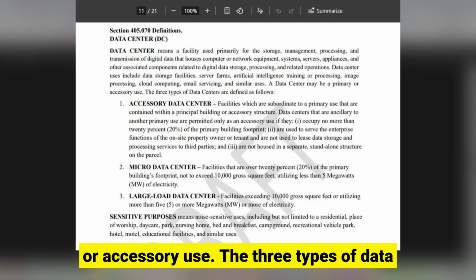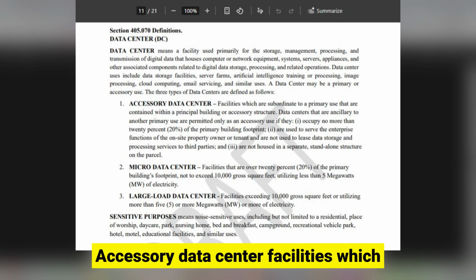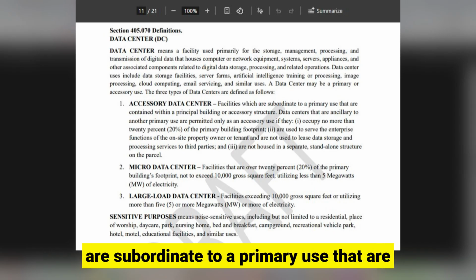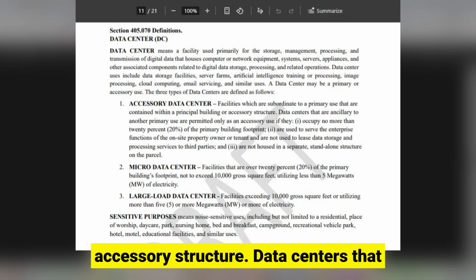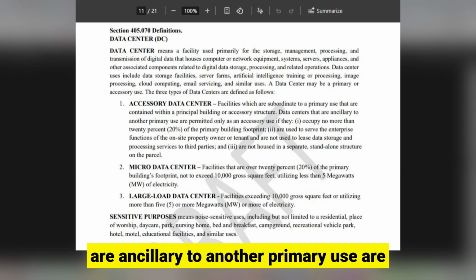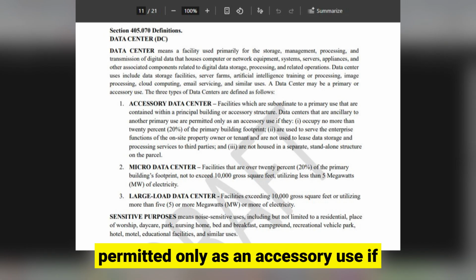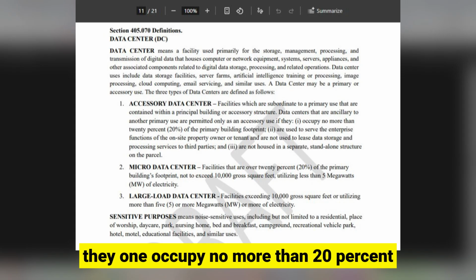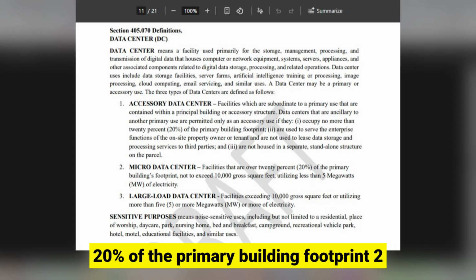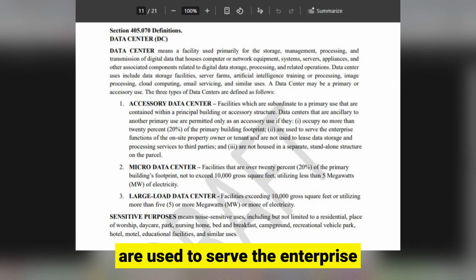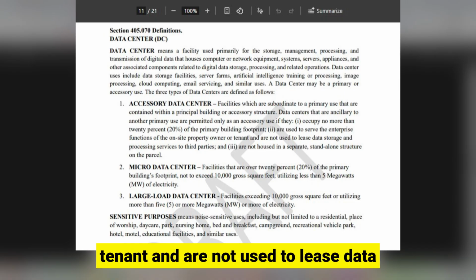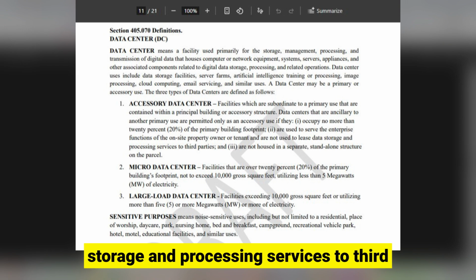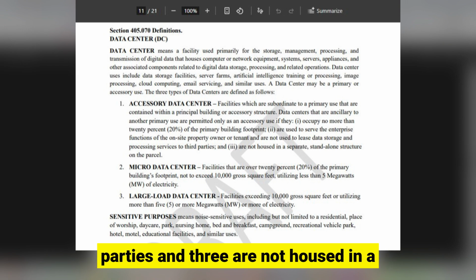The three types of data centers are defined as follows. 1. Accessory data center: facilities which are subordinate to a primary use that are contained within a principal building or accessory structure. Data centers that are ancillary to another primary use are permitted only as an accessory use if they: 1. Occupy no more than 20% of the primary building footprint. 2. Are used to serve the enterprise functions of the on-site property owner or tenant and are not used to lease data storage and processing services to third parties. And 3. Are not housed in a separate, standalone structure on the parcel.